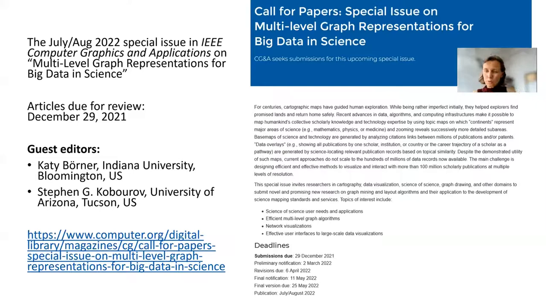This work, which was just presented, requires that you lay out very large multi-level graphs. And so we recently had a Dagstuhl seminar in Germany, and there is a special issue in IEEE Computer Graphics and Applications coming out on multi-level graph representations for big data and science. So if you work in that area, please consider submitting. If you are interested in using these algorithms, consider reading the papers as they become available in 2022.